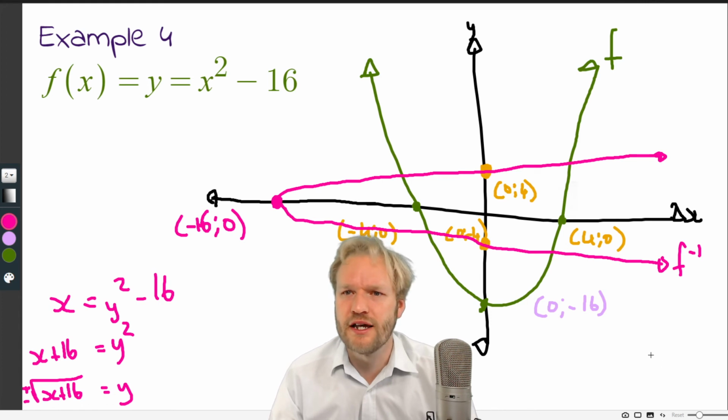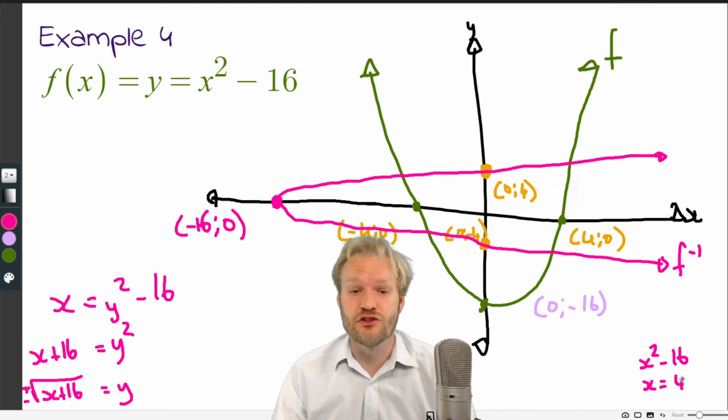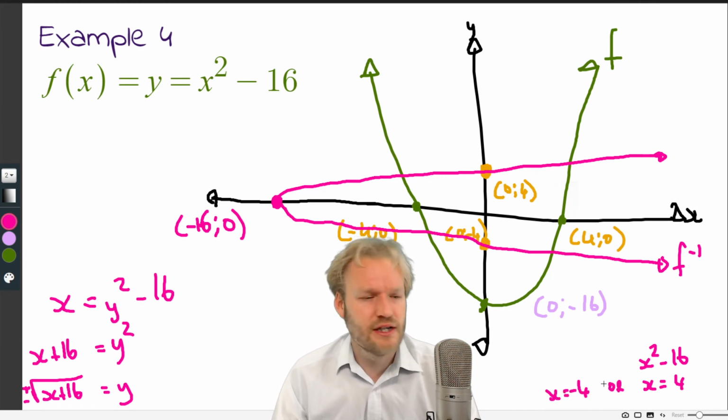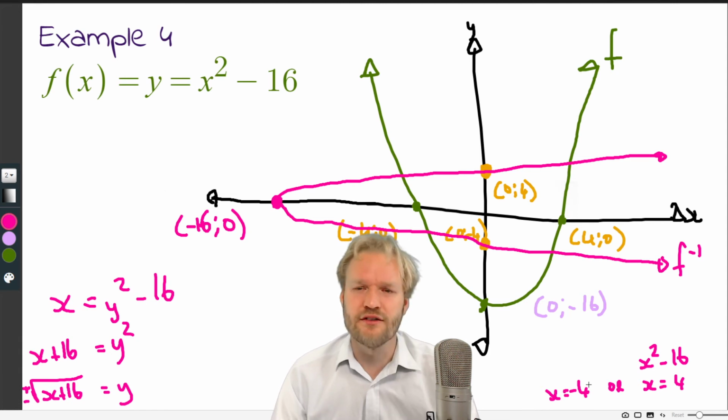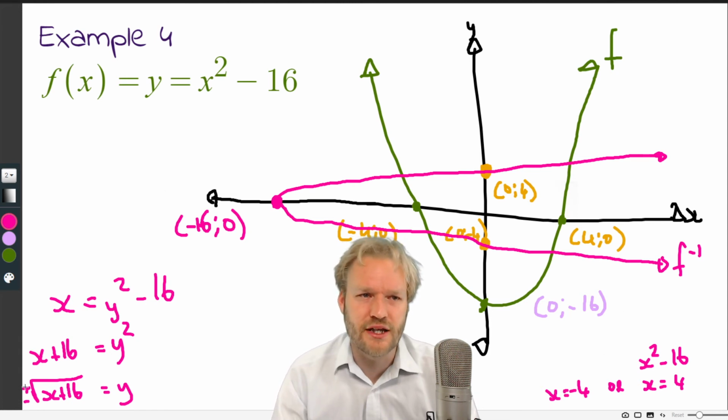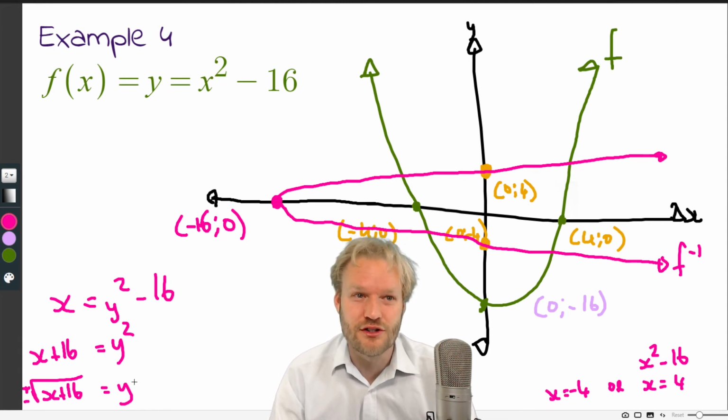Say, for example, I gave you x squared equals 16. Well, x equals 4 would be one of your solutions. You would have taken the positive square root, or you would have taken the negative square root, negative 4, because you would take positive or negative square root. So the same thing here, we're taking the positive or negative square root. So this is our inverse.